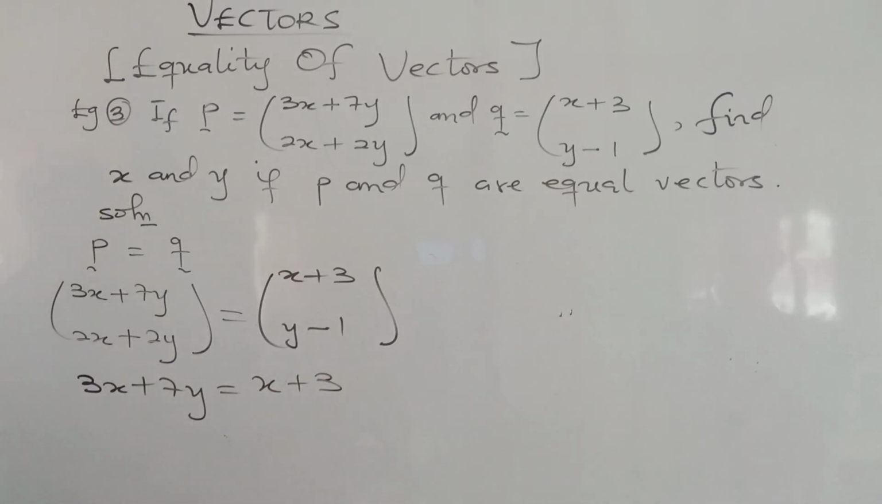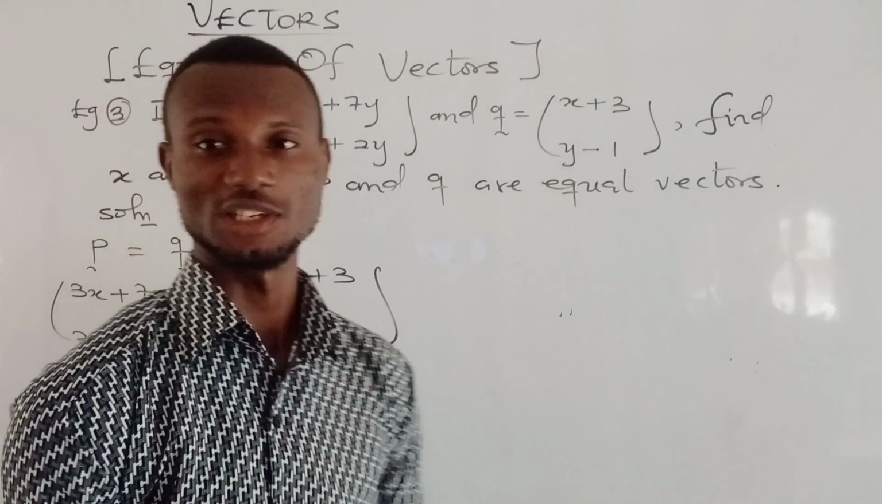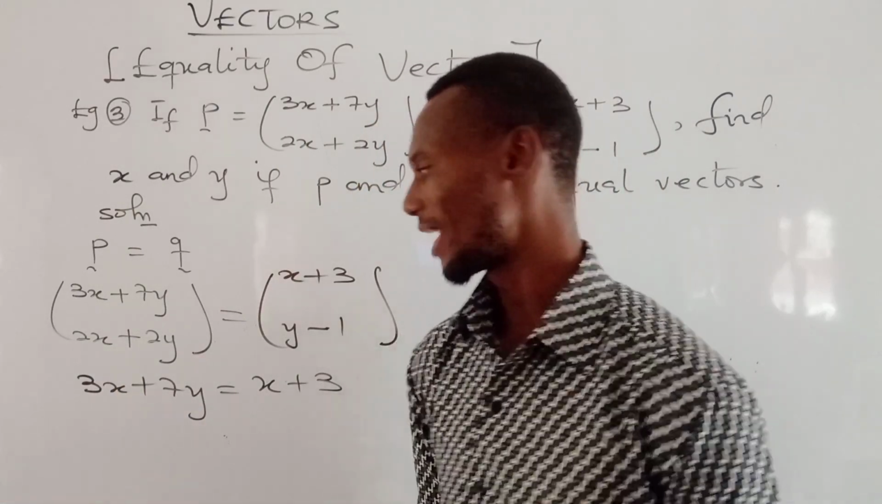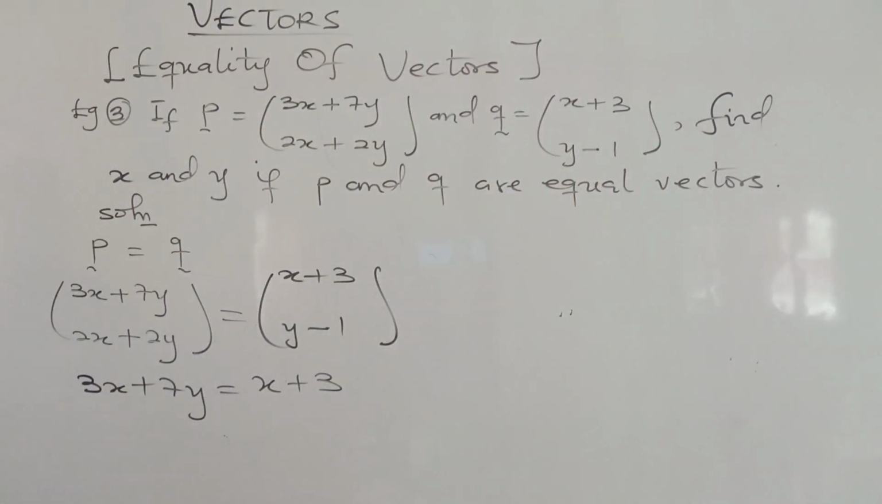I hope you understand and you agree with me up to this point. From here, we just need to group like terms. Let's group like terms. We'll group all the common values at one side.